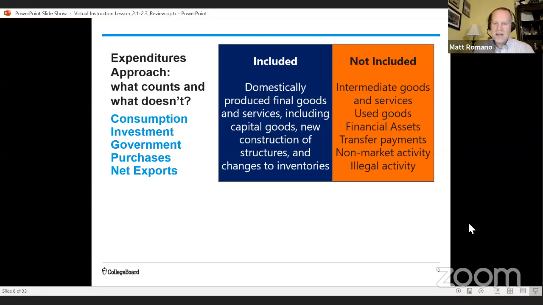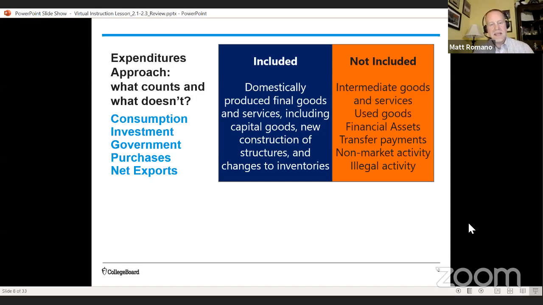The purchase of financial assets is not included. And if you stop to think for just a moment about that, it's pretty simple as to why. Stocks and bonds. We tend to associate stocks and bonds with the word investment. Don't do that here. This is not what investment means in this context.